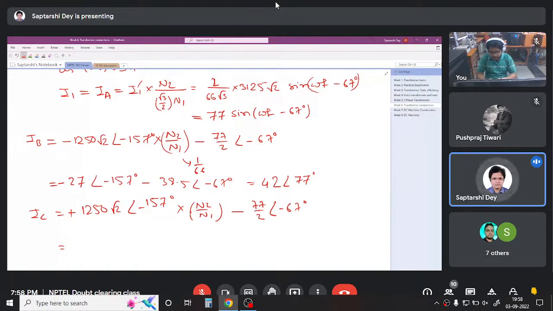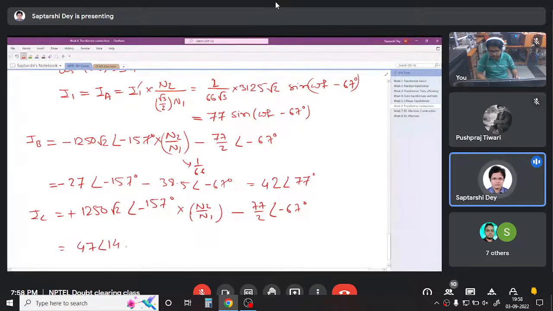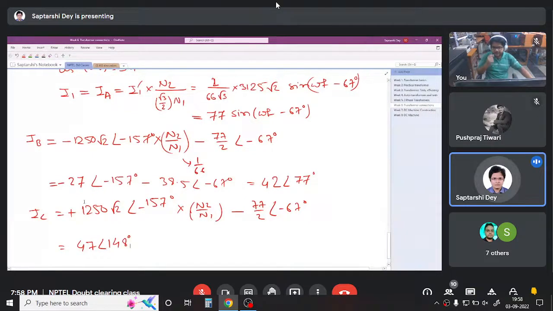It's 27 angle minus 157 minus 38.5 angle minus 67. Just a second, 27 angle minus 157 minus 38.5 angle minus 67, which comes out to be, okay, some 47 angle 148 degree. This is IC.